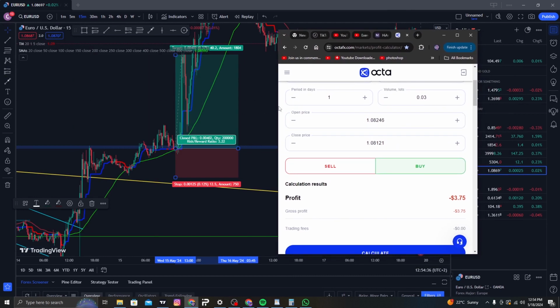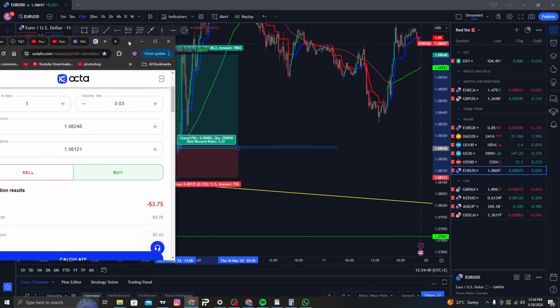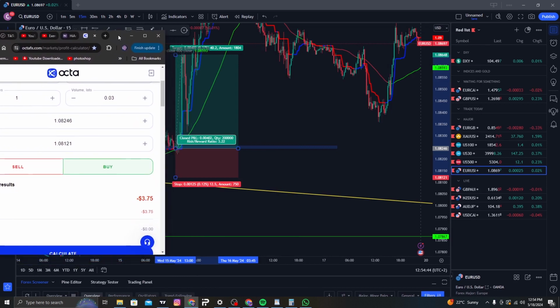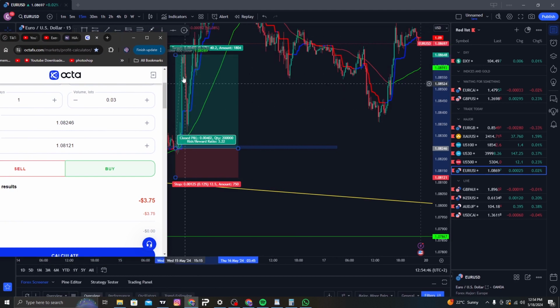So right now we have to put it on our TP level. We have to make more than $8. If it's not more than $8, we have to adjust whatever is happening here to make sure that our profit is $8, right?